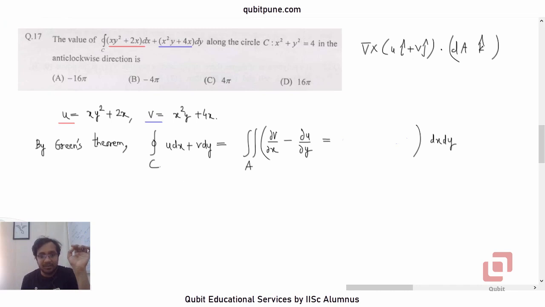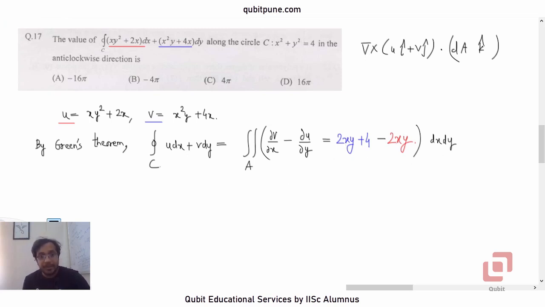Now what is partial v by partial x? Partial v by partial x will be 2xy plus 4. And what is partial u by partial y? In partial u by partial y, there is no y in the 2x term, so that will not participate in the differentiation, and it will be xy squared, so x into 2y or 2xy. So 2xy goes, so it will be 4.